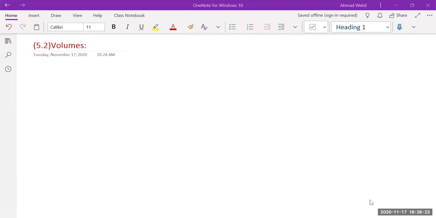Hello all, let's start section 5.2. Let's talk about volumes, how to find the volume. First, the volume of a solid object. Then later we talk about finding the washer and all kinds of formulas.